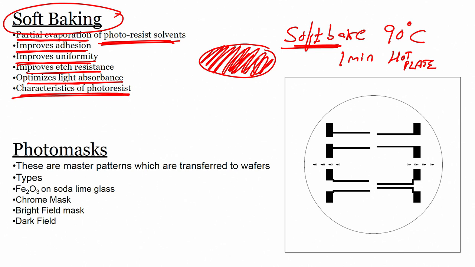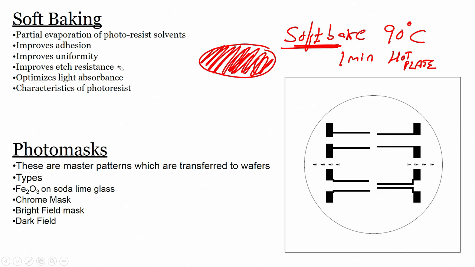Alright, 6 points we have to remember. Let us see once again. First is partial evaporation of the photoresist solvents. Second is improvement of adhesion. Third is improving uniformity. Fourth is improving etch resistance. Fifth is optimizing light absorption. Sixth is that the characteristics of photoresist are retained, right. That is why we use soft baking.